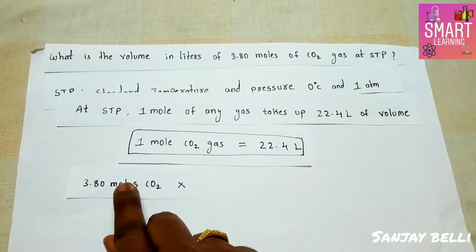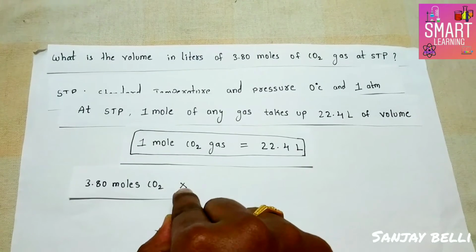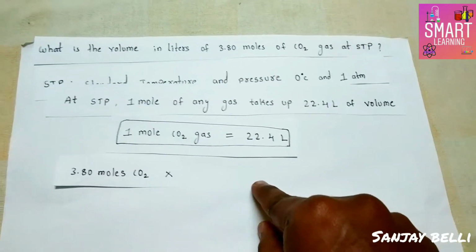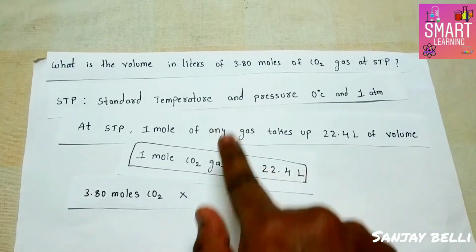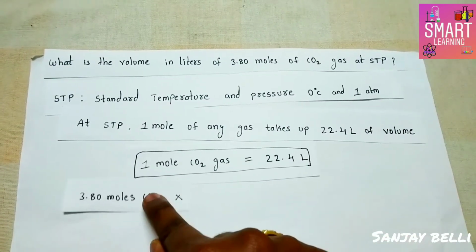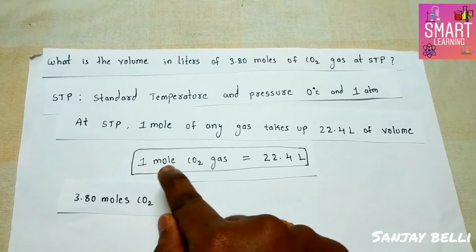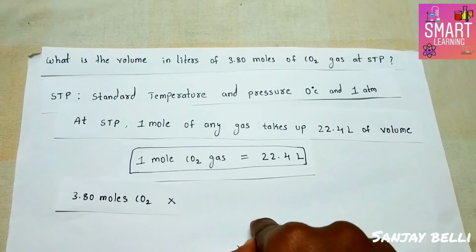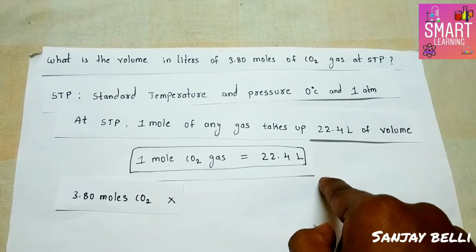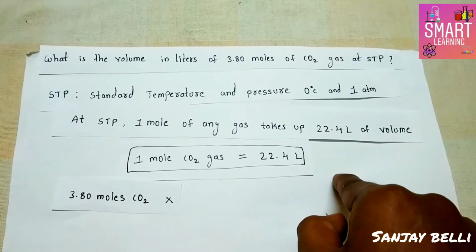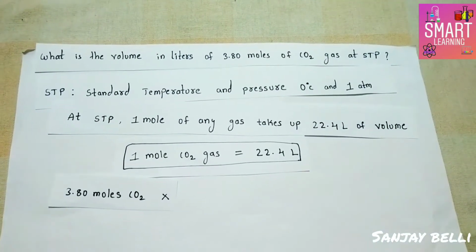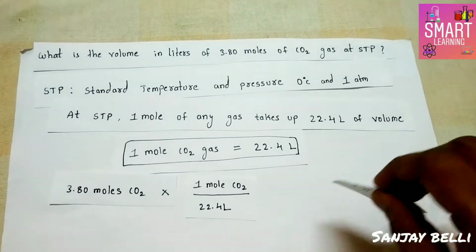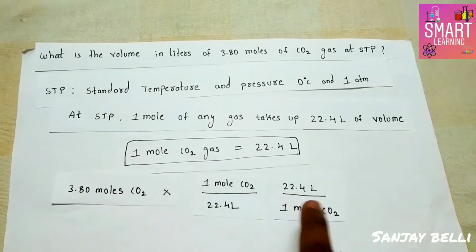So now you have to find the volume for 3.80 moles of carbon dioxide. That means here you will be getting a conversion factor. For volume you are taking 22.4 liters. So 1 mole of carbon dioxide you can take as top and 22.4 liters as bottom, and second you can take 22.4 liters as top and 1 mole of carbon dioxide as bottom. So these are the two possible cases, but we have to take only one.